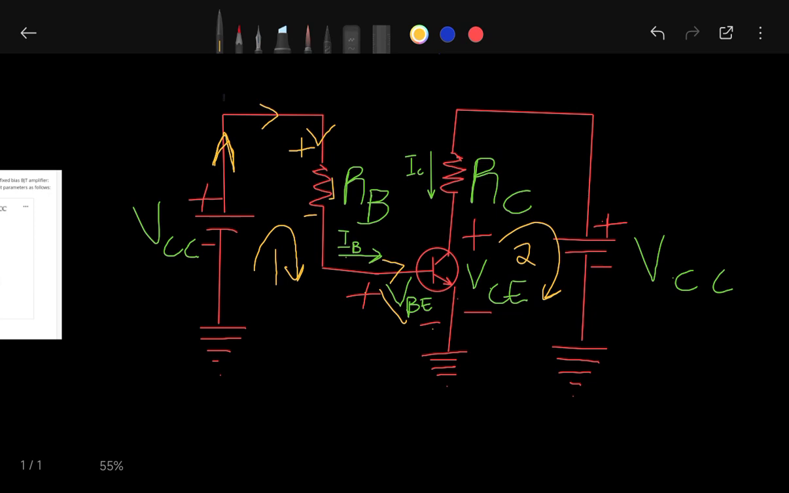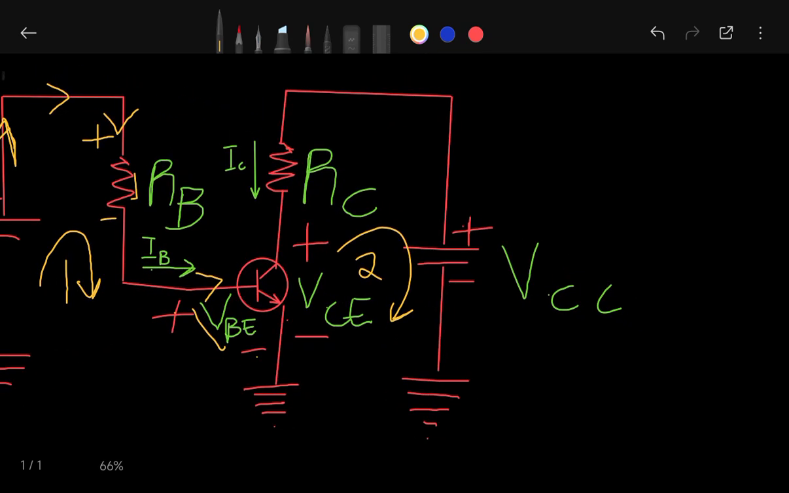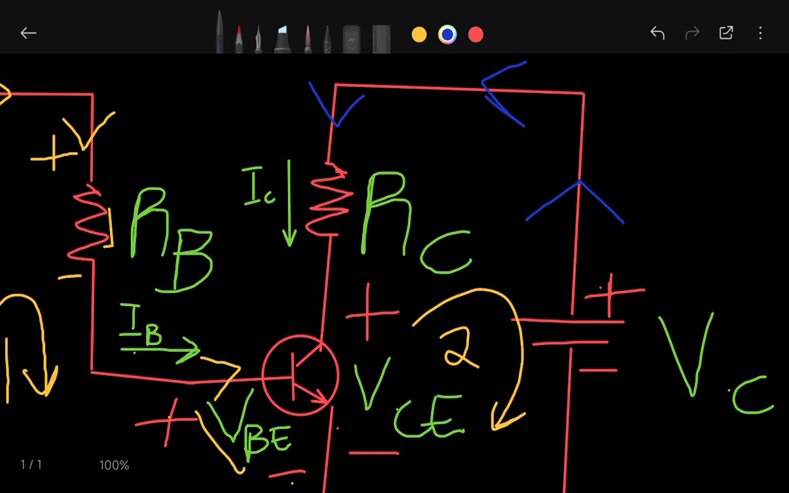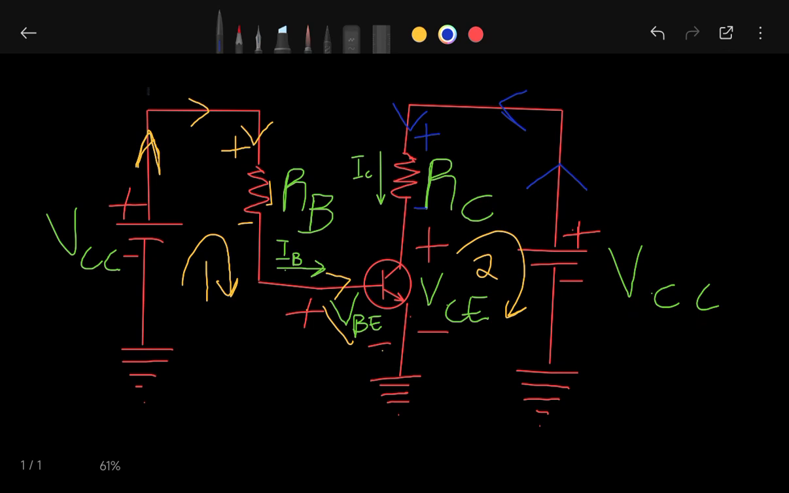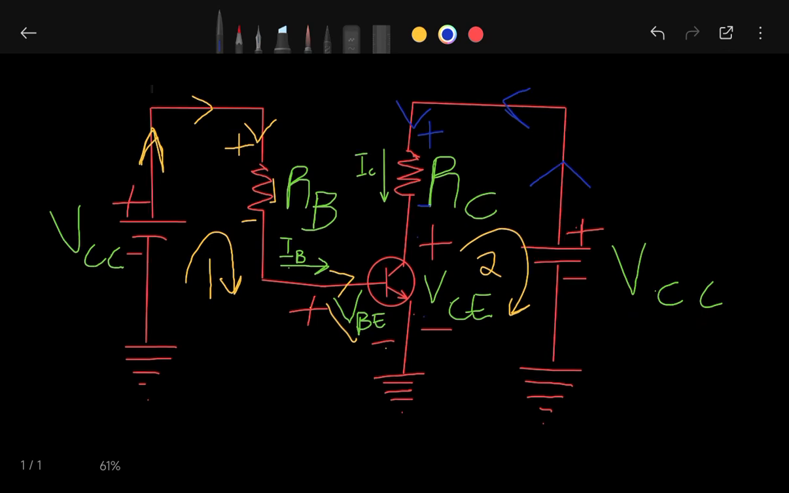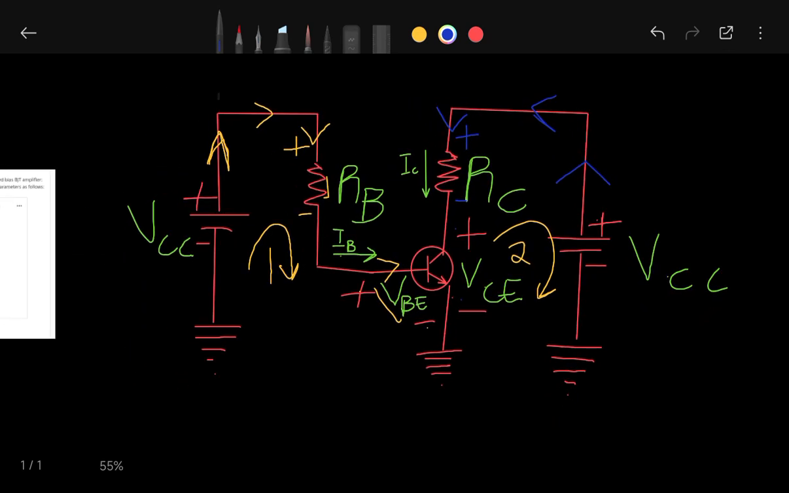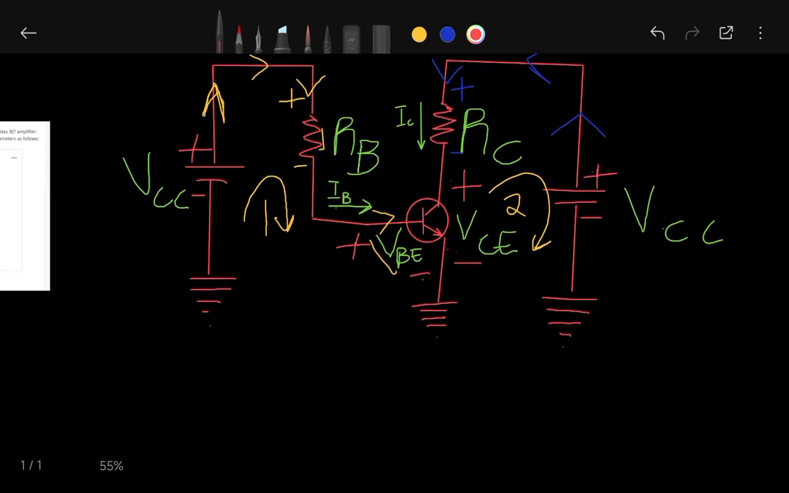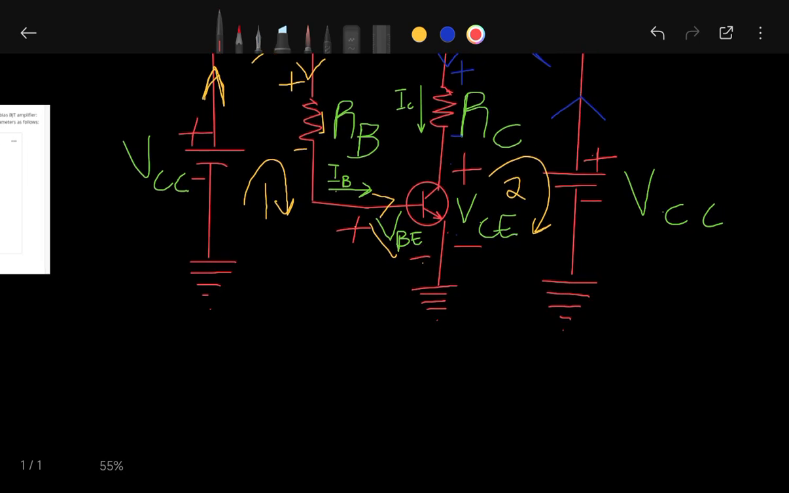Now we go to the collector emitter loop. We know current flows from positive to negative. It flows like this, and the function of a resistor is to resist the flow of current, so it's going to be positive and negative, and even here positive and negative. After assigning the polarities across the resistors, you have to apply KVL.